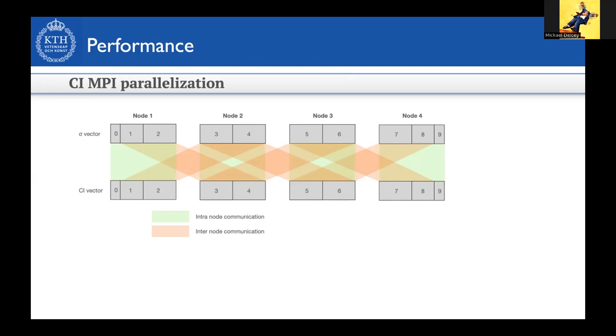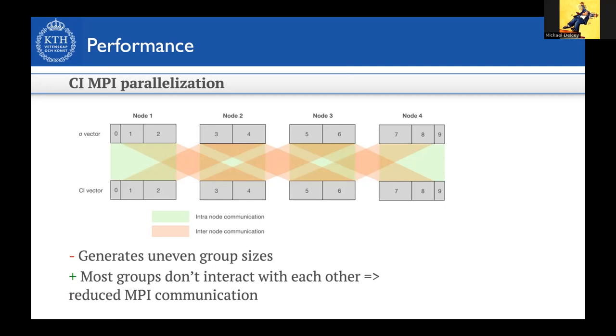So this is sort of this graph here. When you compute the sigma vector from the CI vector, you do a double excitation. And so you have this interaction map where this sigma vector only depends on its own node and the next node and nothing more. One of the main downsides of this is that it creates very uneven group sizes. So you need to probably create more groups than you would want, just to make sure that the task balance is approximately good. But the good thing, as I said, is that they don't interact with each other. So you have locality in your memory.